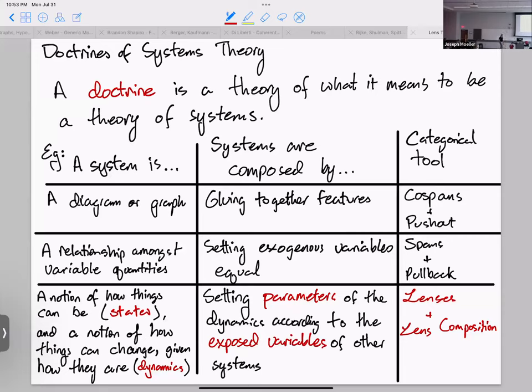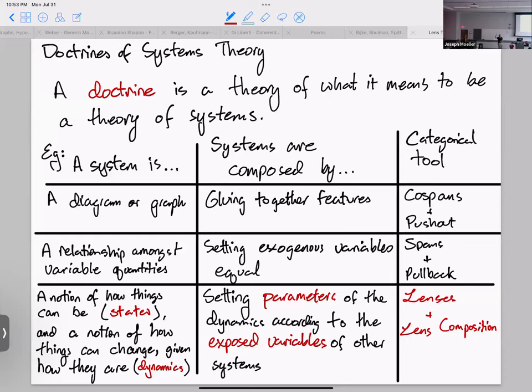So I need to set the stage a little bit with what I mean by systems theory here. This is my take on categorical systems theory. If you're familiar with the concept from categorical logic of doctrines, I take the word from Lawvere, who gives his name to the password for this Zoom call, among other things. So a doctrine is a theory of what it means to be a theory of systems. It's a second order level.